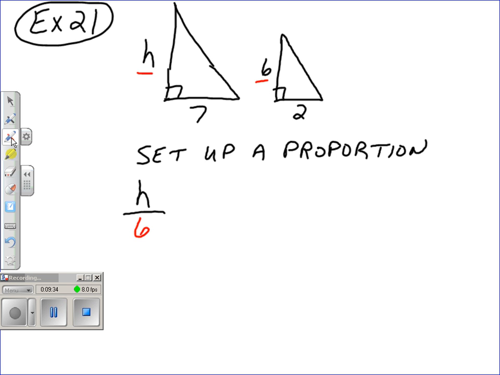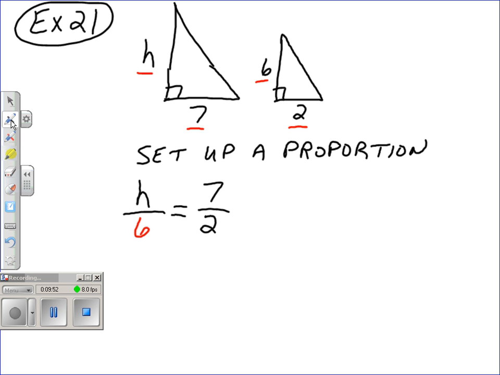So h over 6 is equal to, and now I go back to my first triangle, I'm going to pick the other length, which is my bottom length, 7, and I'm going to put it over the bottom length on the right triangle, 2. So you're just comparing similar parts of the triangles.